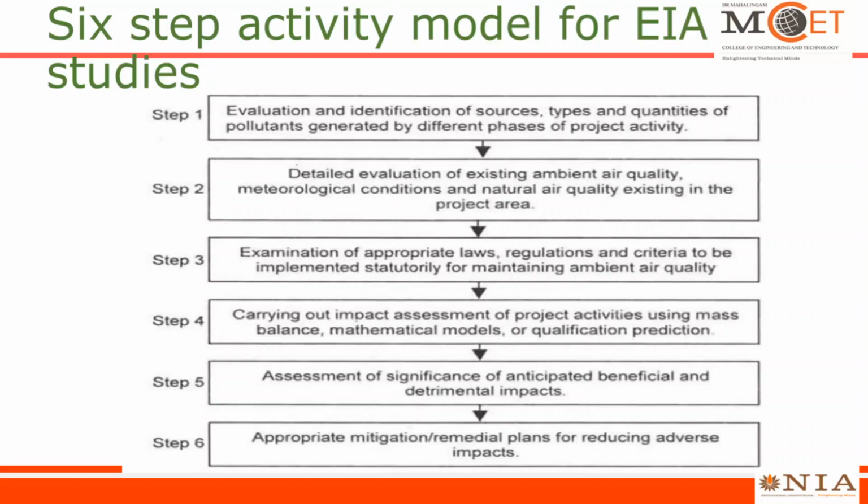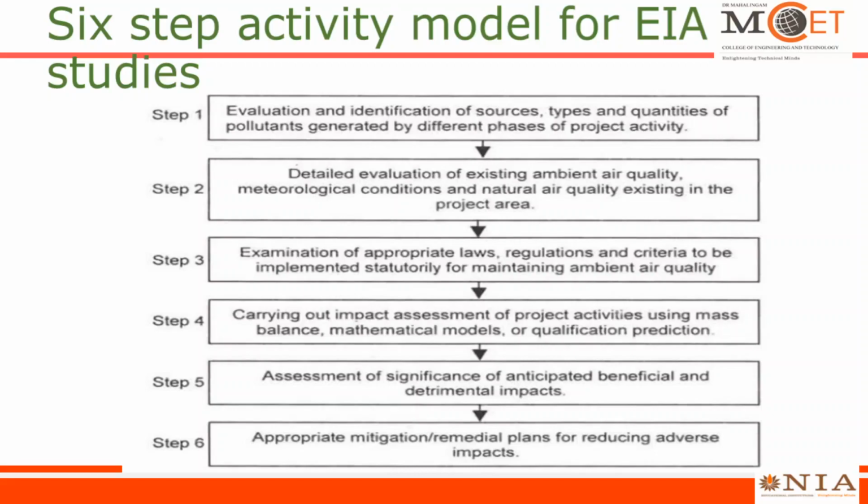Step 2: detailed evaluation of existing ambient air quality, meteorological conditions and natural air quality existing in the project area. Step 3: examination of appropriate laws, regulations, and criteria to be implemented statutorily for maintaining the ambient air quality. Step 4: carrying out impact assessment of project activities using mass balance, mathematical methods, or qualification prediction.